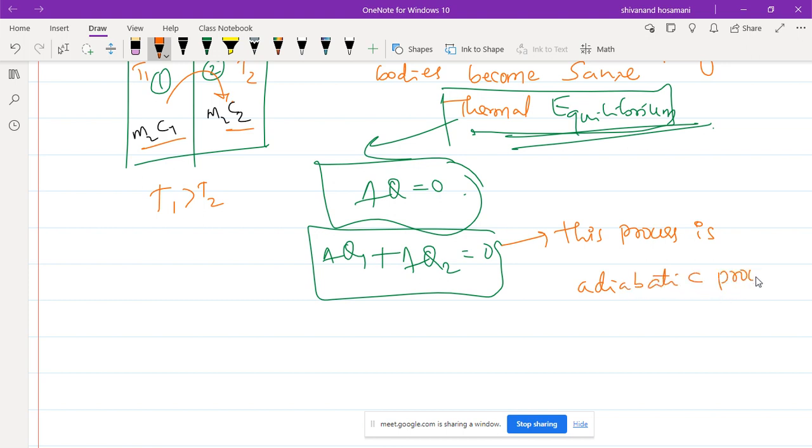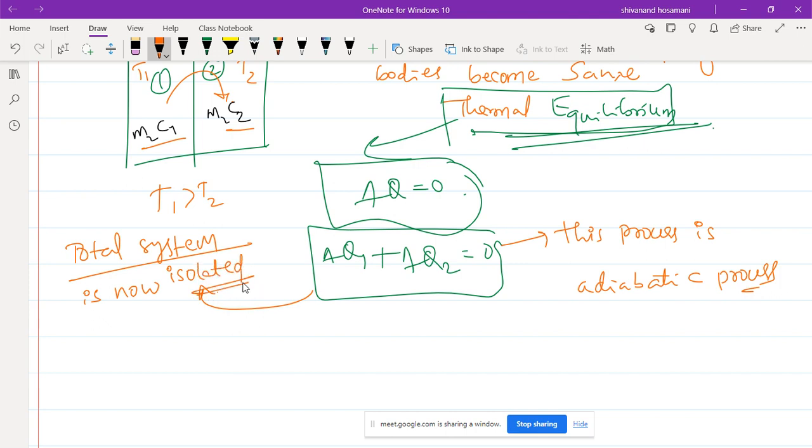Adiabatic process. By using the total system, you can now call this an isolated system. Total system is isolated. Heat transfer only is not allowed. So therefore, the total system is now an isolated system. From this equation, I can rewrite it.